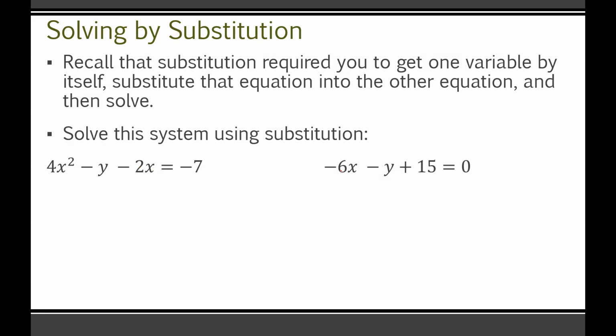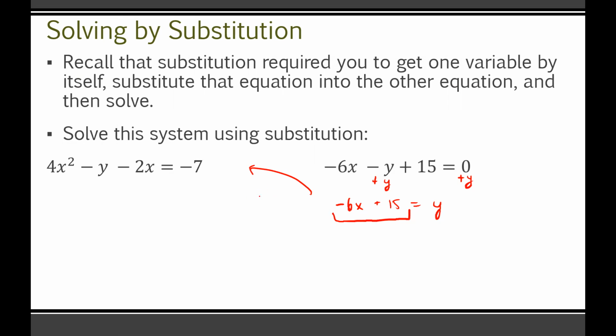Between these two, I think this equation here on the right is a little bit simpler to get a variable by itself. And the one that I'm thinking about getting by itself would actually be the y. So to do that, I'm going to add y to both sides. And that's going to give me negative 6x plus 15 equals y. So now that I have this expression, negative 6x plus 15 equals y, I can just substitute what that y was equal to into this other equation over here.